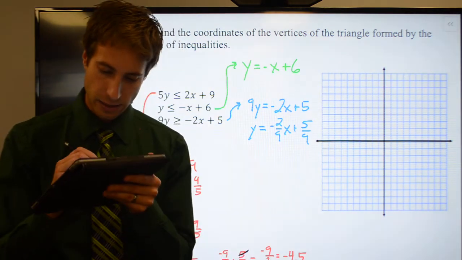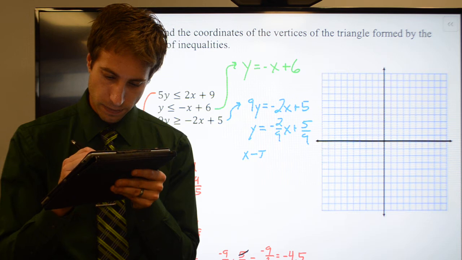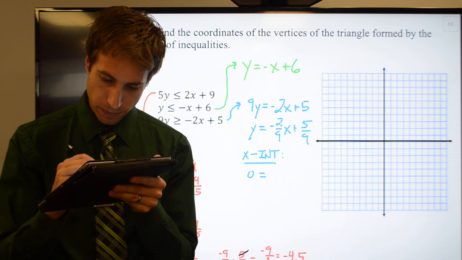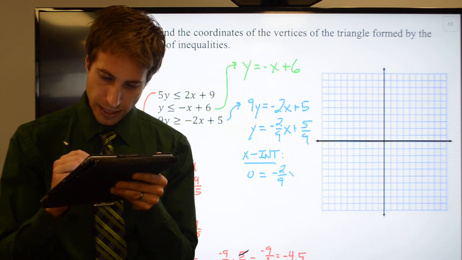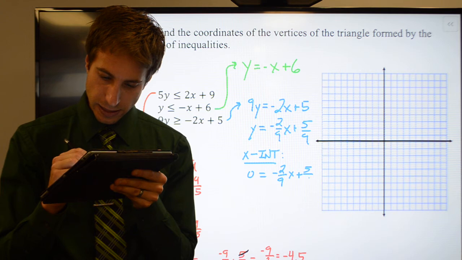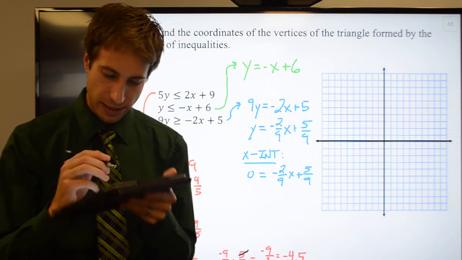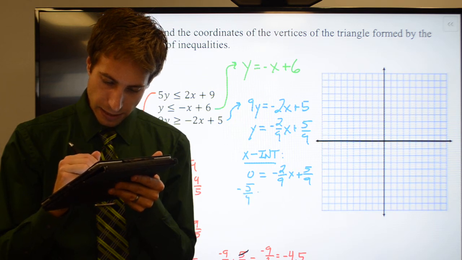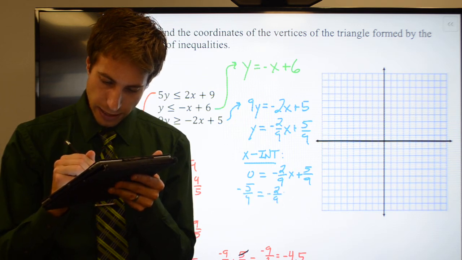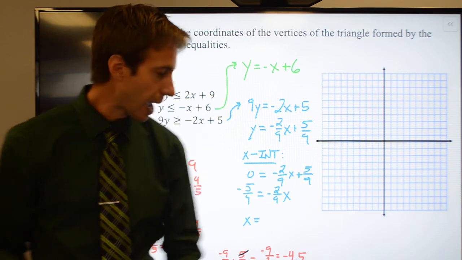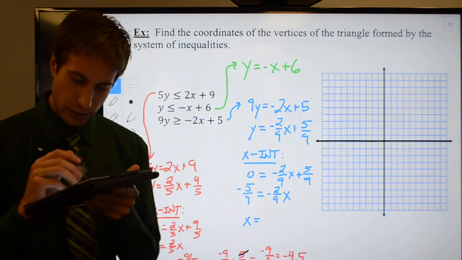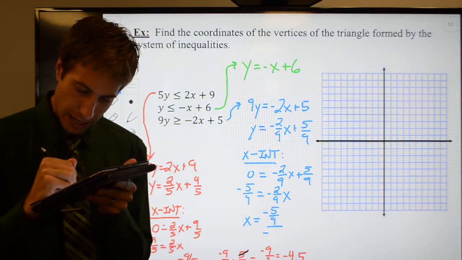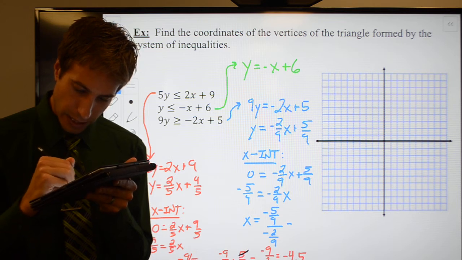let's see if we can find an x-intercept. Well, 0 equal to a negative 2/9 x plus 5/9. I will subtract the 5/9 to the other side. So minus 5/9 is equal to negative 2/9 x, which means I have to divide by the negative 2/9. So I'll have negative 5/9 divided by a negative 2/9. We keep it, change it, flip it.